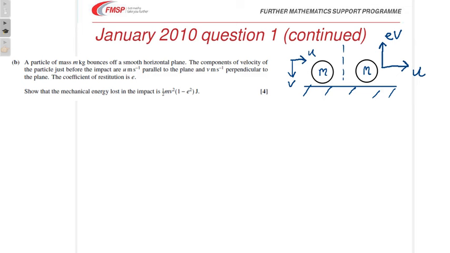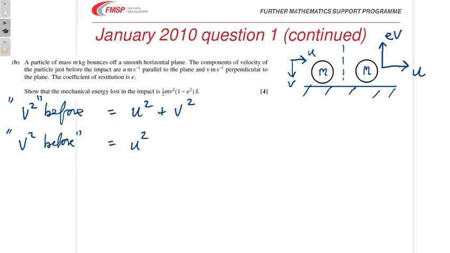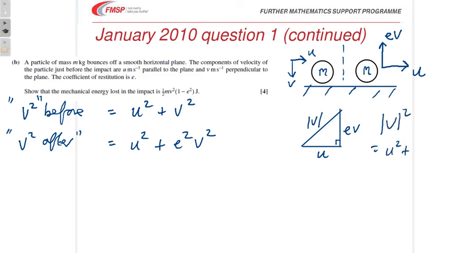Right, so KE is a half mv squared. And v squared before is the magnitude of the velocity squared, so I'll put quotes on it. v squared before is u squared plus v squared, the square of the two components. And v squared afterwards, the square of the magnitude of velocity, will be u squared plus e squared v squared. Just to be clear here, let's show it afterwards. We've got components of u and ev, and the magnitude of v squared is u squared plus ev all squared.